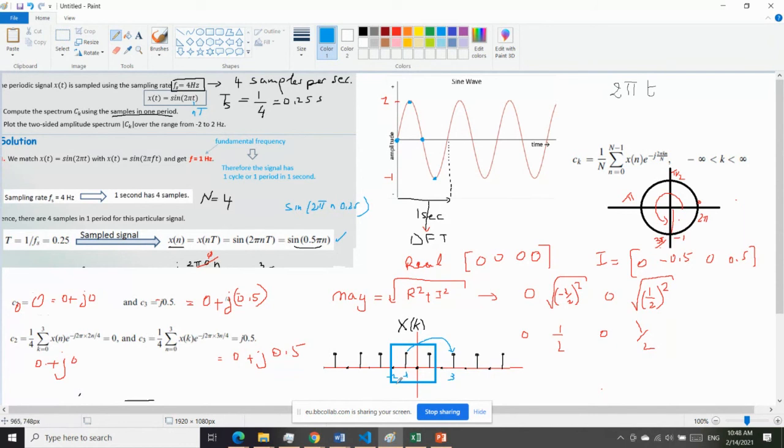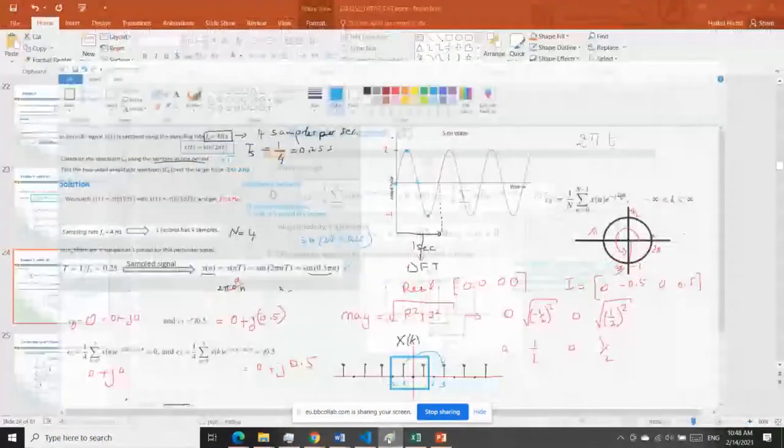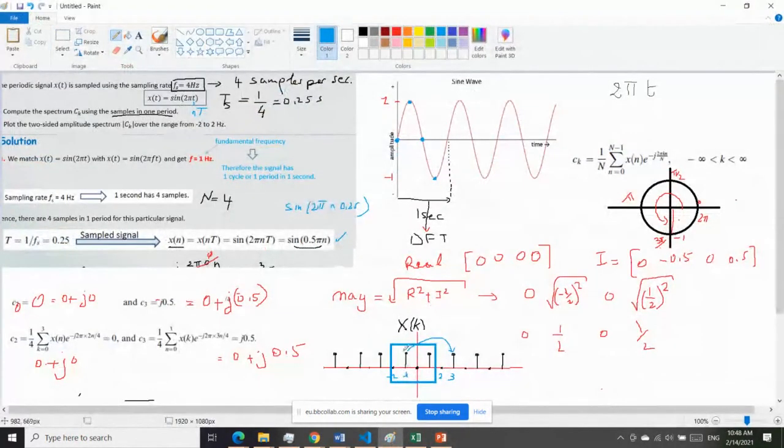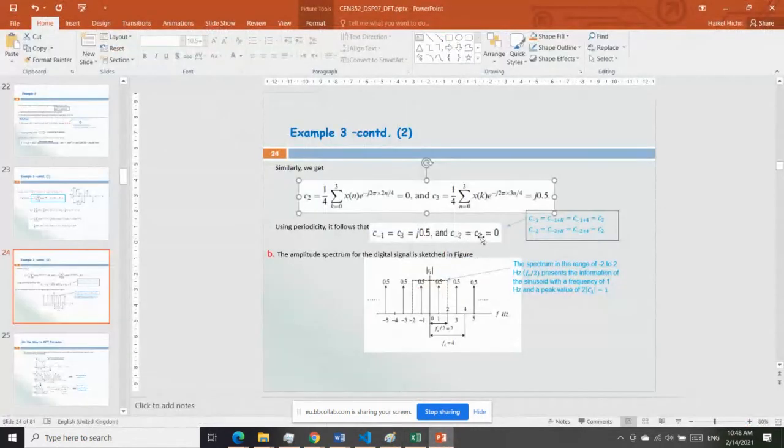And C minus 2 will be equal to C2, because it is periodic, because this is repeated here. So we can take this window instead: C minus 2, C minus 1, C0, C1. So C minus 1 is equal to C3, and C minus 2 is the same as C2. We take these values instead.